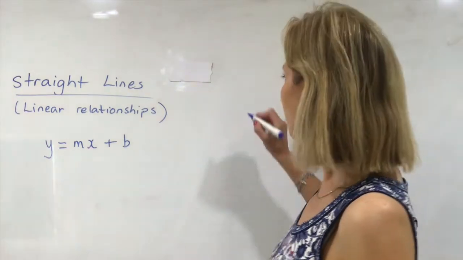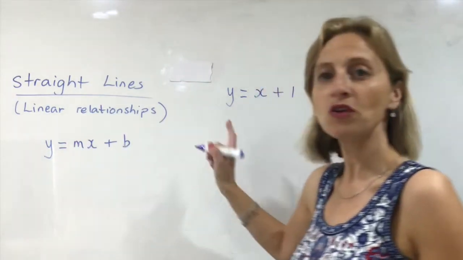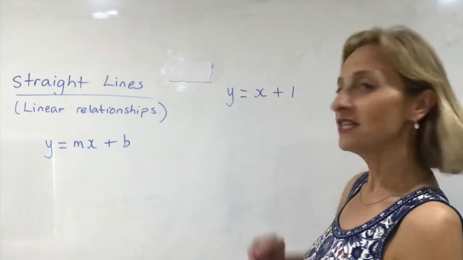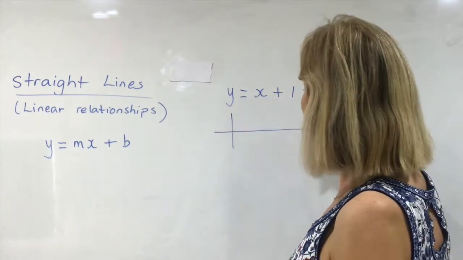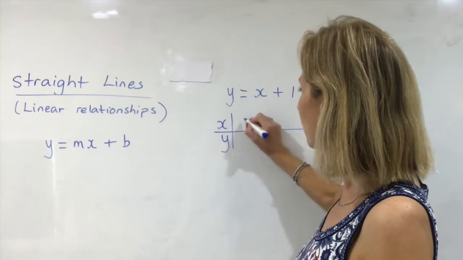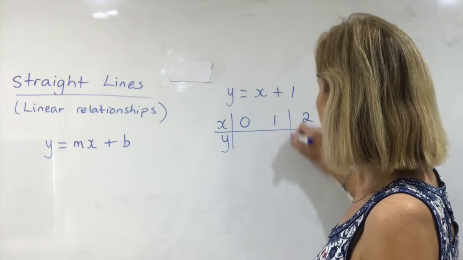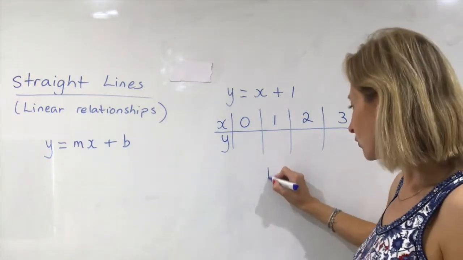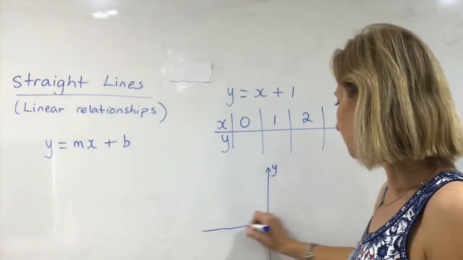So if I tell you that this is a straight line, maybe some of you can recognize it in that same form. If I tell you that's a straight line, I want you to be able to get the coordinates by drawing a table of values, filling in the numbers, and then I want you to plot them on a number plane.